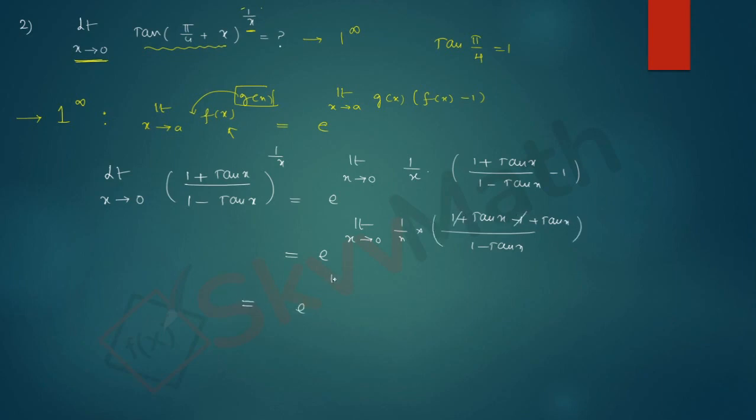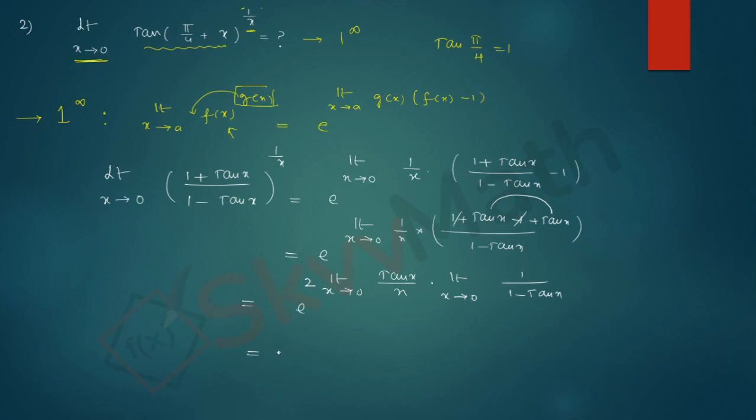E to the power of limit x tends to 0. Can you see here we have tan x plus tan x, 2 tan x. I can write the 2 outside of limit, and the tan x together with this x I will write. So tan x by x, and I separate the limit for the remaining function. So limit x tends to 0. What is remained in the denominator? 1 by 1 minus tan x.